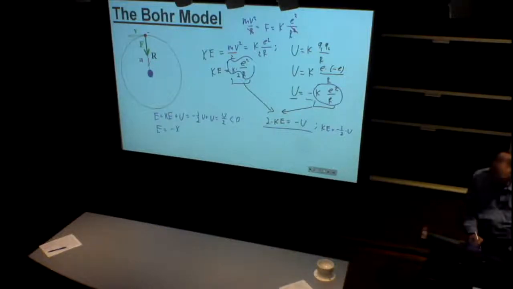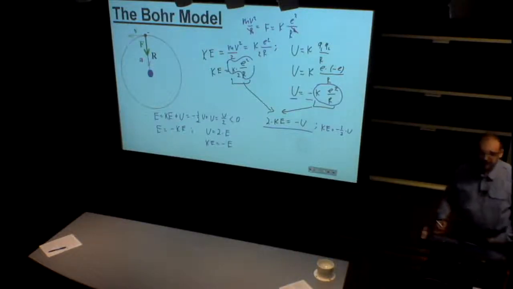Minus 1 times kinetic energy. Or actually we can flip those equations. Potential energy will be equal to 2 times total energy. Kinetic energy will be equal to negative 1 times total energy. So these are very important relationships.